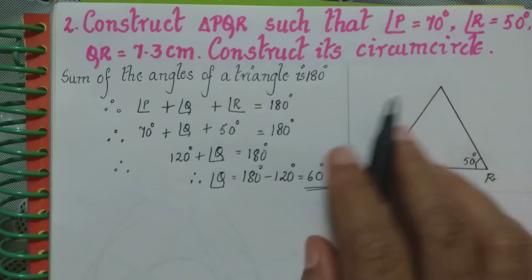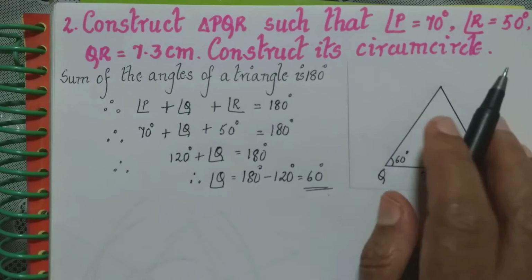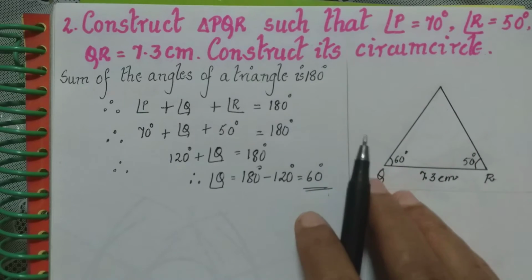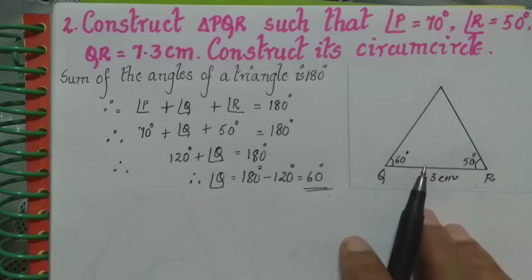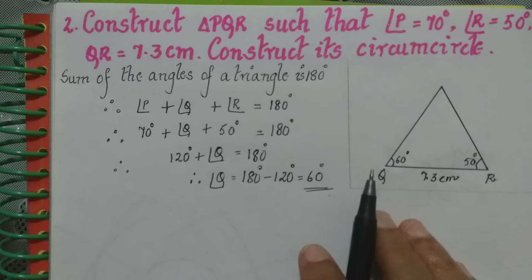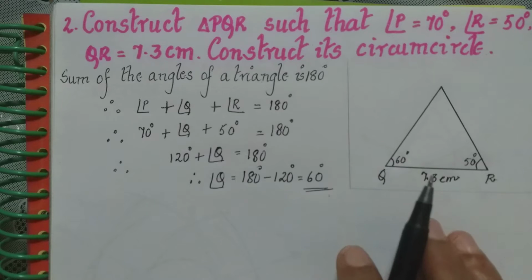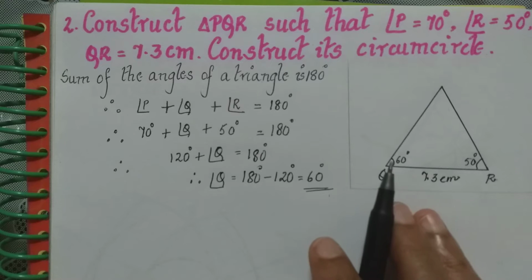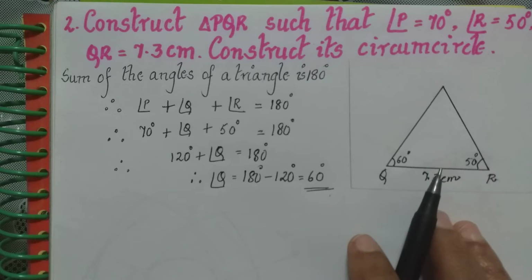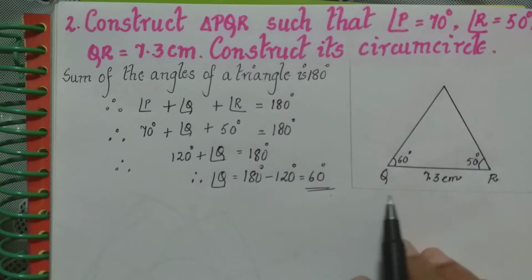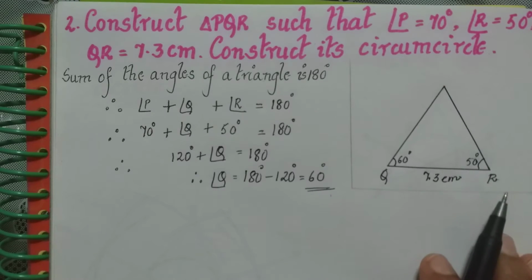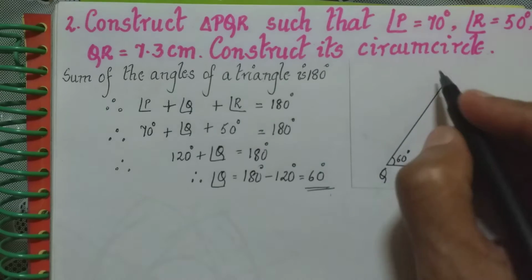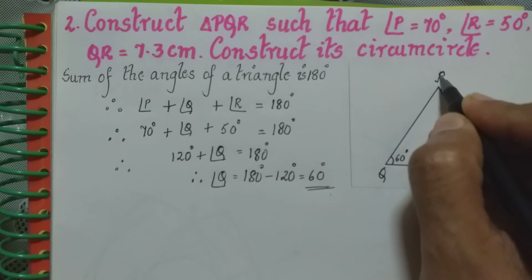Now you must remember that to draw the circumcircle, we need to draw the perpendicular bisectors of the sides of the triangle. Now just like when we were constructing the incircle, we required two angle bisectors to construct the incircle. Here also we require two perpendicular bisectors. Now we have marked the vertices Q and R. We have still not marked the third vertex, which is P, that will be here.